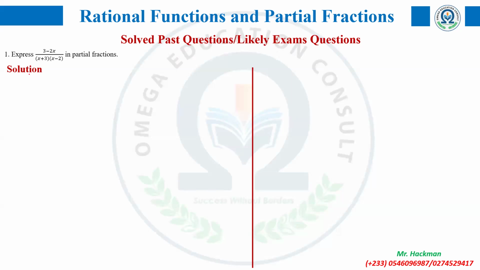As usual, the first thing that I write is solution. After that, I will write my major question number 1. Then what am I supposed to express in partial fraction? It is this, so I will extract it. Giving 3 minus 2x all over x plus 3 into x minus 2. And I will extend this line to cover everything there.